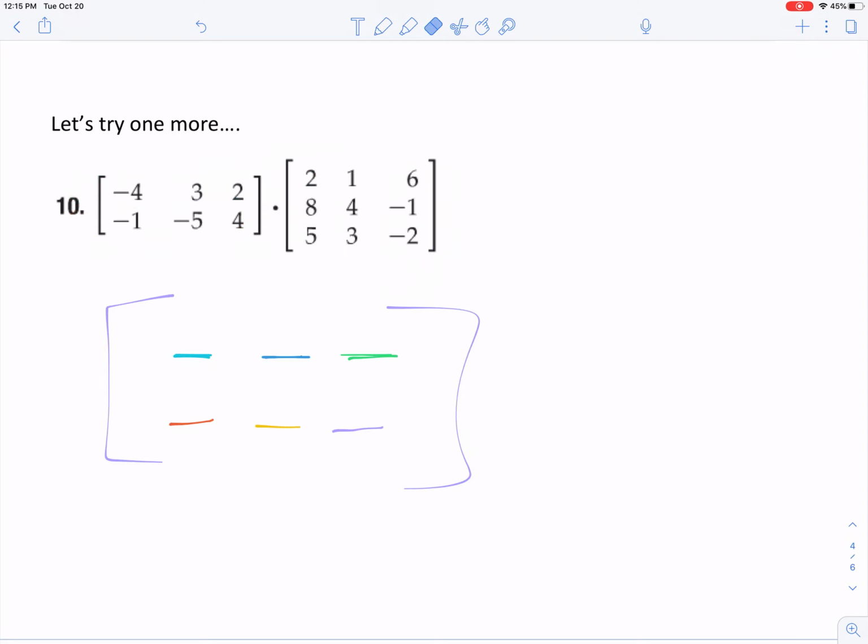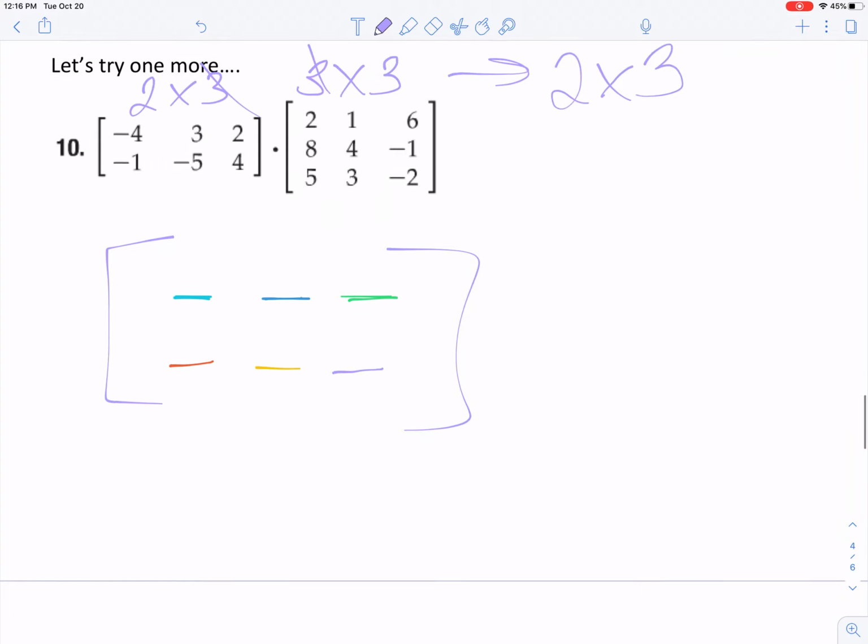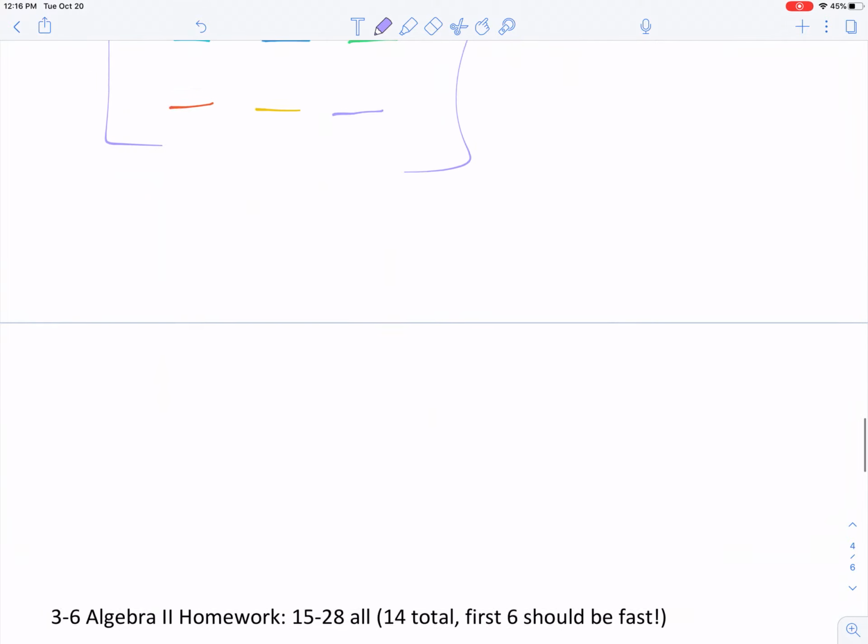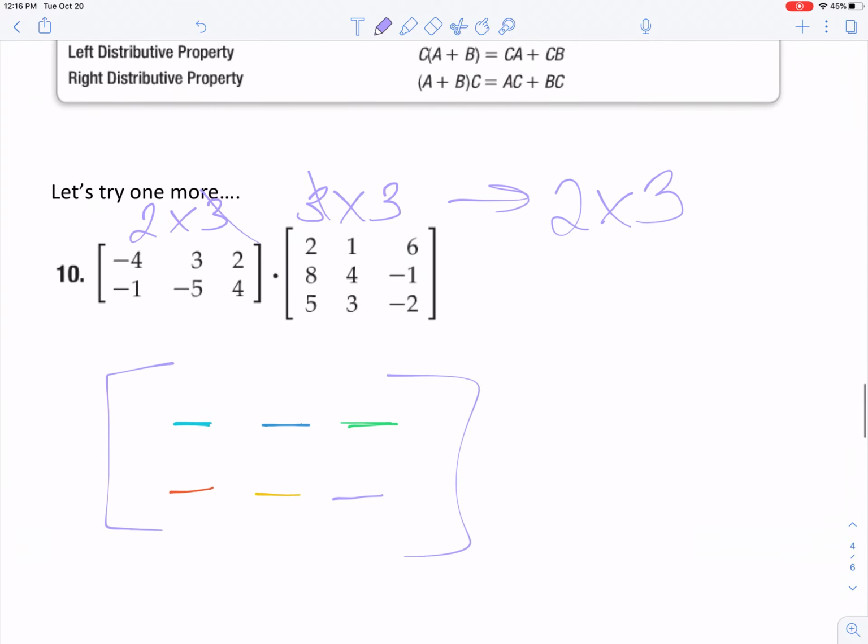This is an example where we get to see a 2 by 3 be multiplied by a 3 by 3, and my resulting answer is going to be a 2 by 3. So your matrix can change dimensions based on whatever you're multiplying together. This is definitely weird, so let me know if you have any questions.